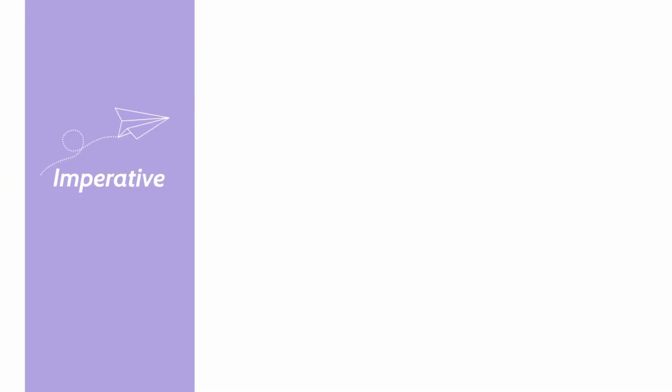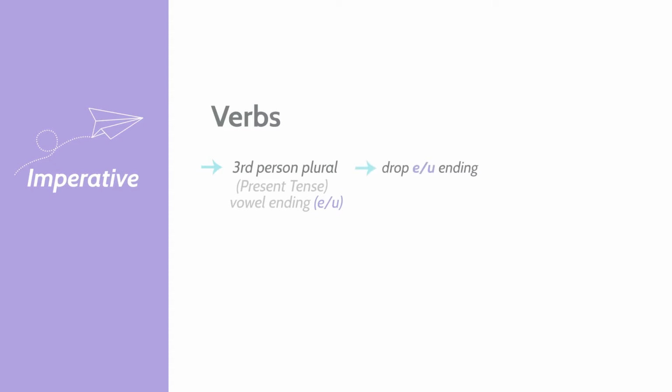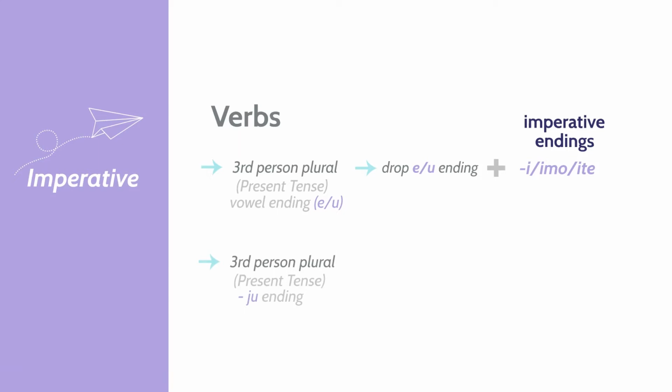As you can see, the pattern for learning imperative is quite simple. For verbs whose third person plural present tense ends in a vowel, for example, e or u, we drop this vowel ending and add the corresponding imperative endings i, imo, ite. For verbs whose third person plural present tense ends in ju, we drop the ju and add the corresponding imperative endings j, jimo, jite.